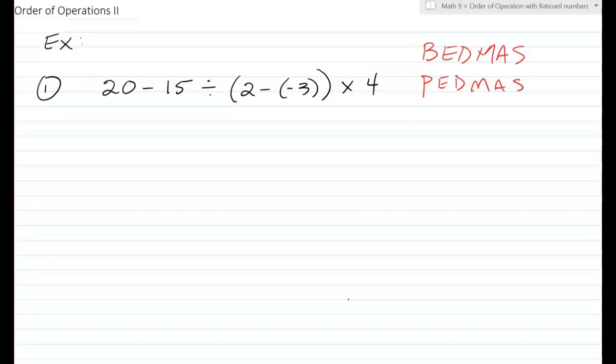So first thing first, bracket. Here is the bracket there. All right, that takes precedence over the multiplication and division. Notice that. So we have the division here, and we also have multiplication here, right? But the bracket comes first. So let's go through that.